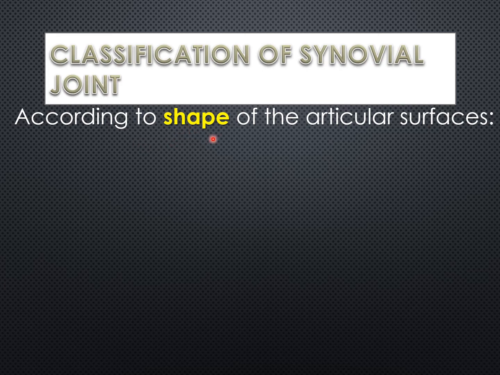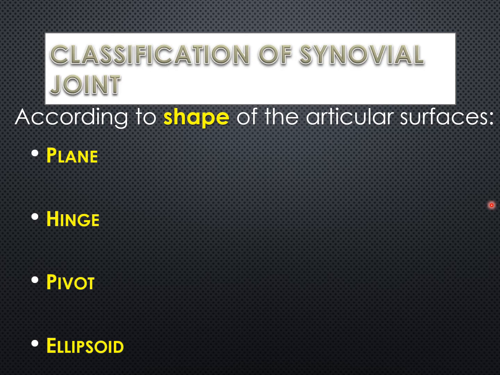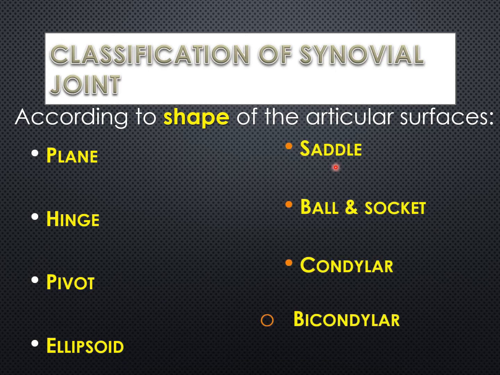So first we look according to the shape of the articular surfaces. They can be classified into many types. These are the plane type of synovial joint, the hinge variety, the pivot type, the ellipsoid type of synovial joint. Then we have the saddle type, the ball and socket type, the condyloid type, and the bicondylar type. For all of these synovial joints, we will look at the shape of the articular surfaces and learn the examples.